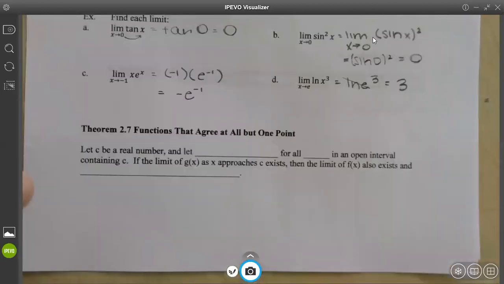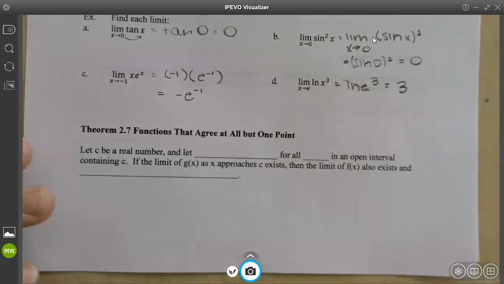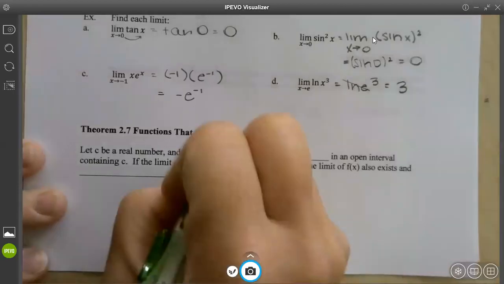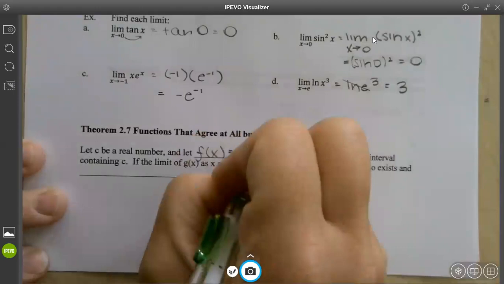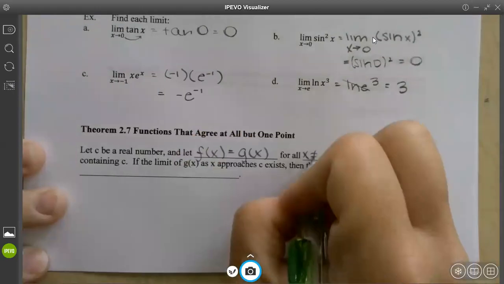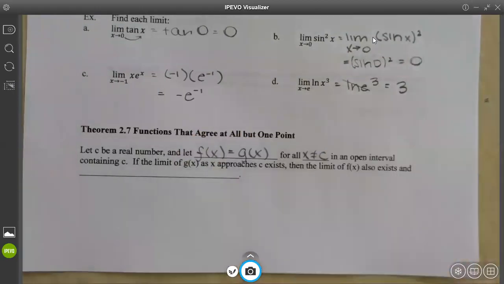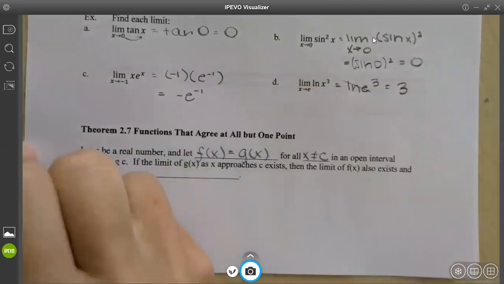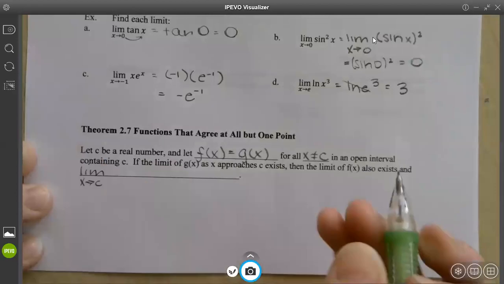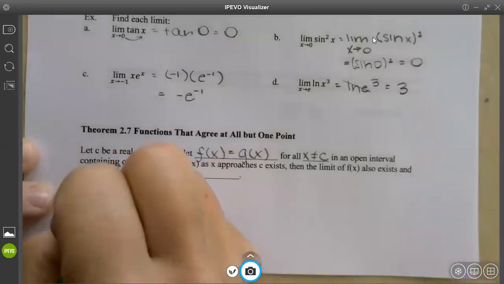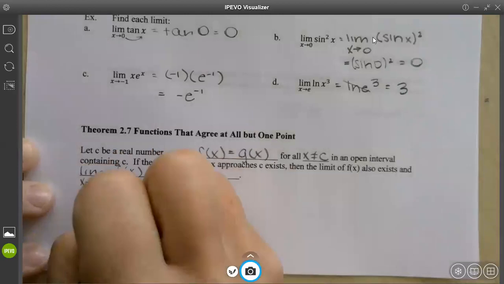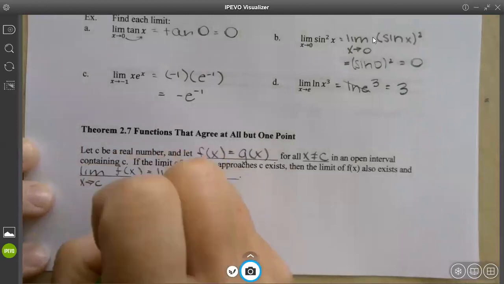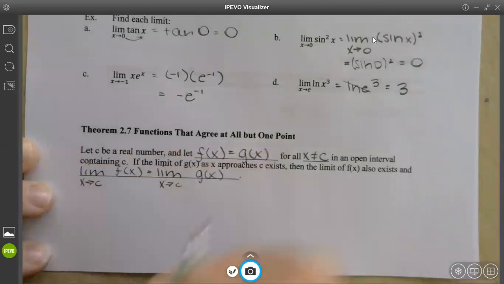All right, 2.7, let C be a real number and let f of x equal g of x for all x not equal to C in an open interval. If the limit of g of x as x approaches C exists, then the limit of f of x also exists. And the limit as x approaches C of f of x is obviously going to equal the limit of g of x as x approaches C.